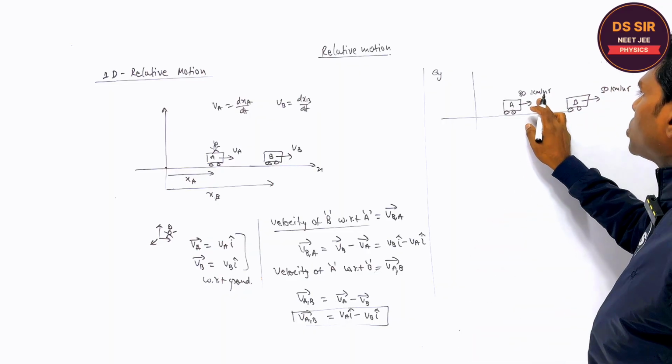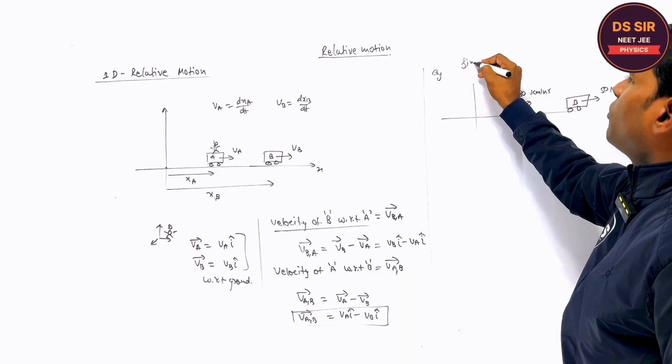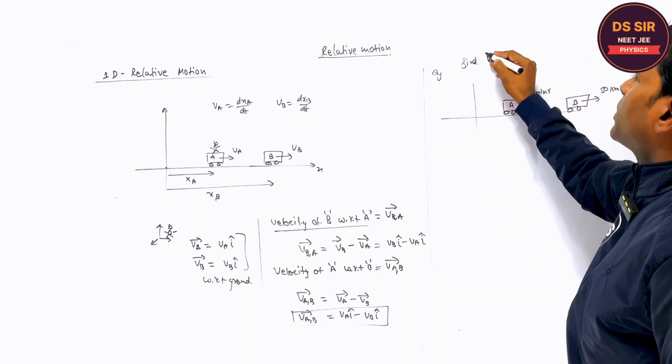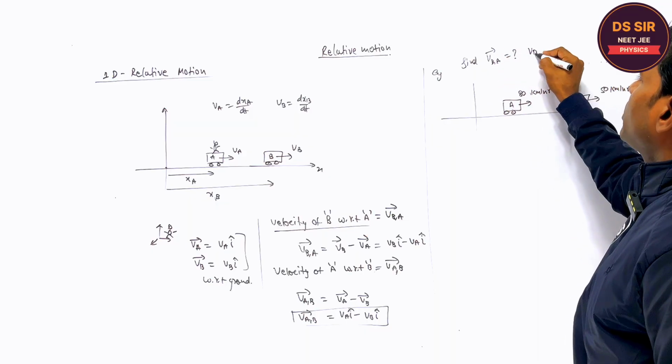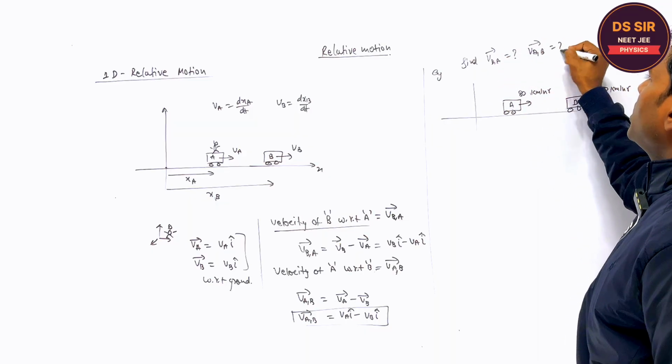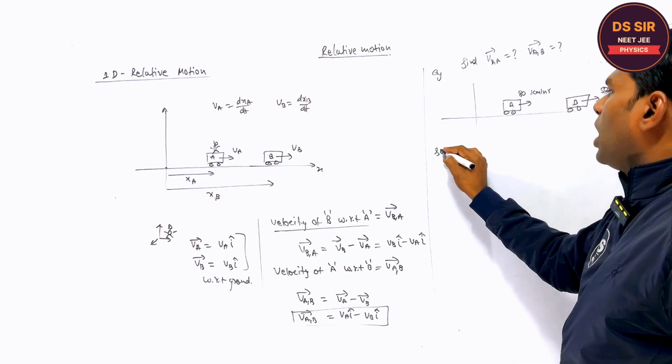So these are the velocity with respect to ground. Now you have to find velocity of A with respect to B, and first velocity of B with respect to A and then velocity of A with respect to B. These velocity you have to find. Okay, so how to solve this?